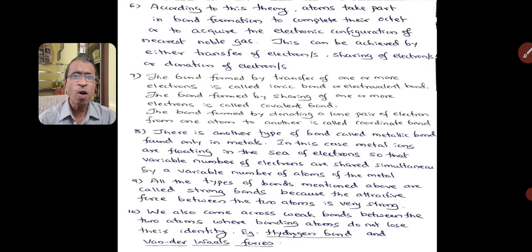All the types of bonds mentioned above are called strong bonds because the attractive force between the two atoms is very strong. We also come across weak bonds between the two atoms where bonding atoms do not lose their identity. Examples are hydrogen bond and van der Waals forces of attraction.